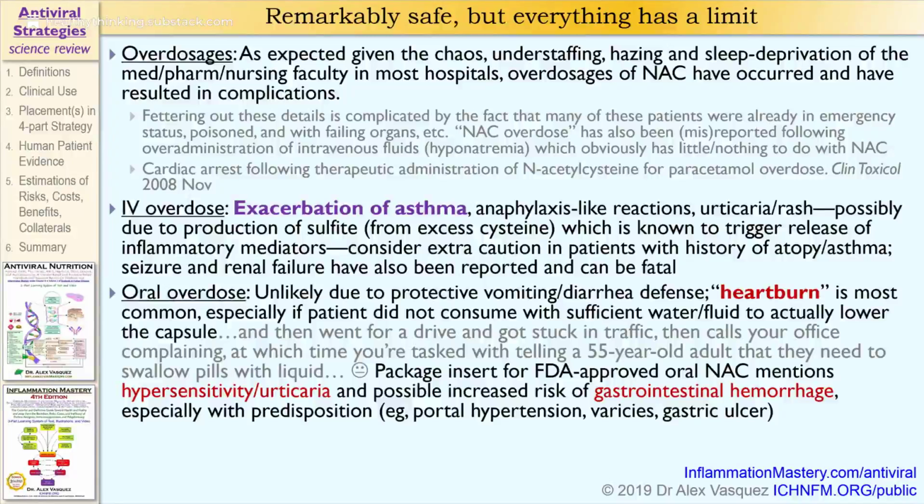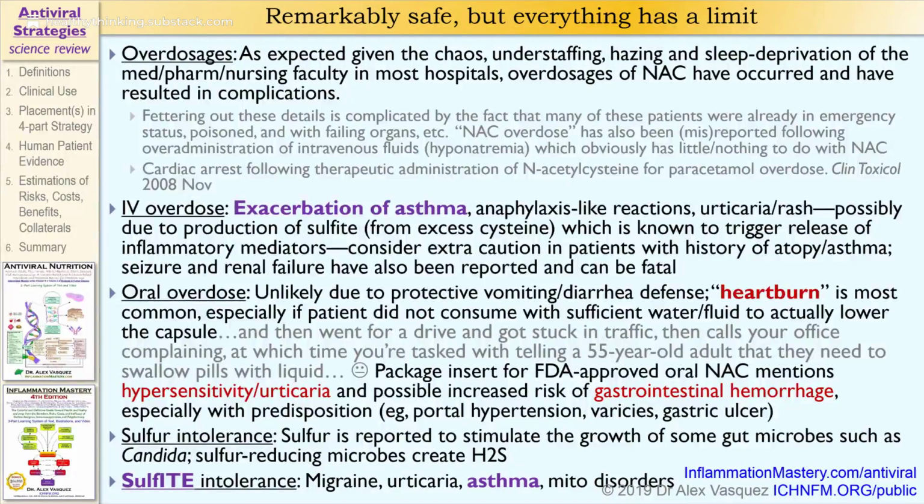However, despite the fact that we of course have to be cautious and reasonable in our administration of NAC, NAC is remarkably safe, and the vast majority of the studies that I've reviewed in preparation for this presentation have shown minimal and often zero adverse effects, even from very large doses. So yes, adverse effects can occur, they have been documented, but they're very rare and typically not seen, especially with oral administration.